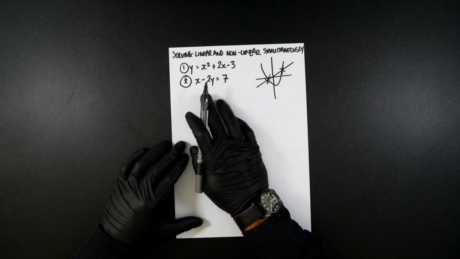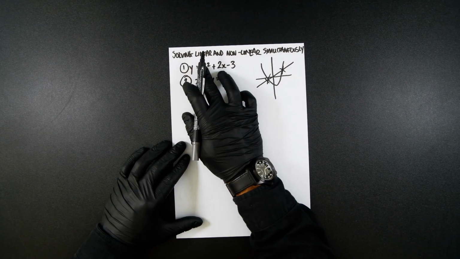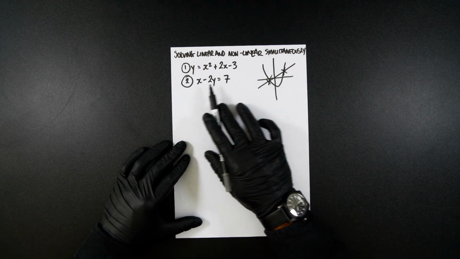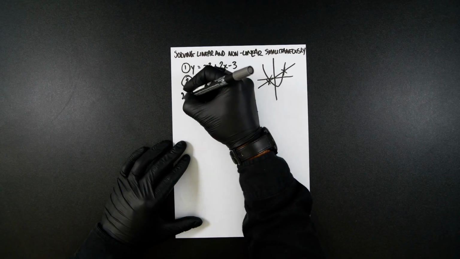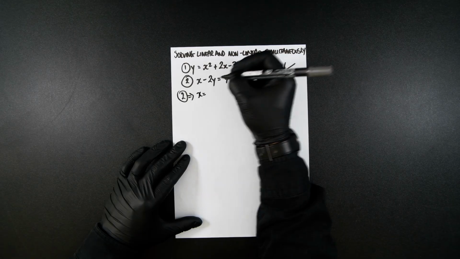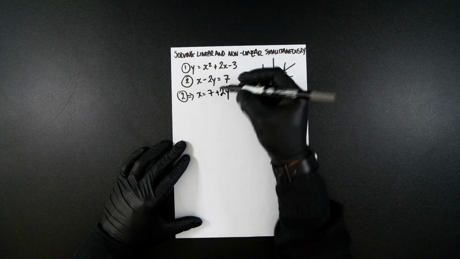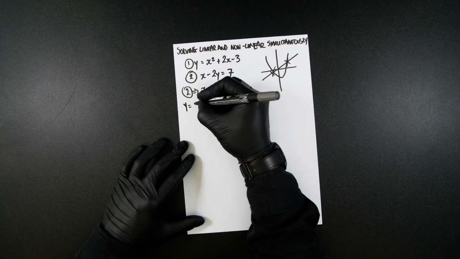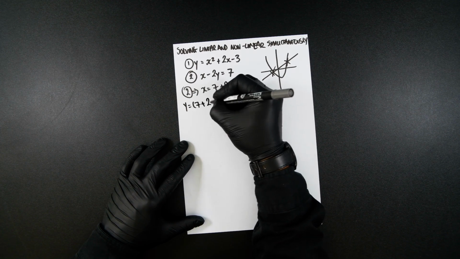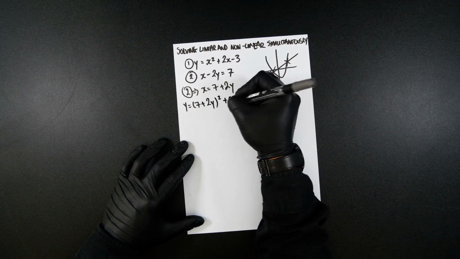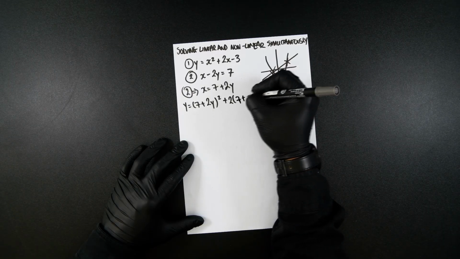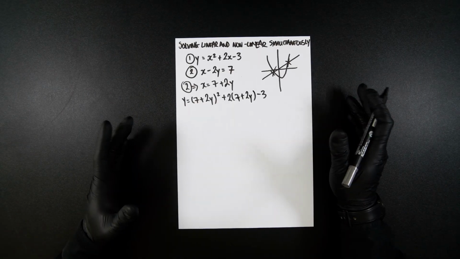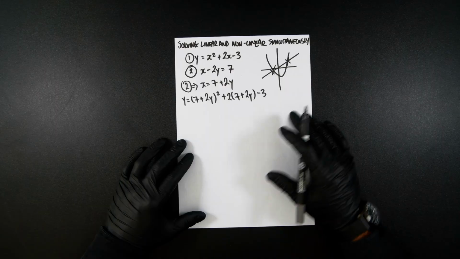So the first thing that we're going to do is rearrange x so we can substitute it in to equation 1. If we add 2y to both sides, we're going to get x equals 7 plus 2y. So equation 2 would become x equals 7 plus 2y. Now let's sub this into this. So you're going to get y equals (7 plus 2y) all squared plus 2(7 plus 2y) minus 3. As you can see, we've eliminated all the x's, so we can now rearrange and solve to find out what the value of y is.